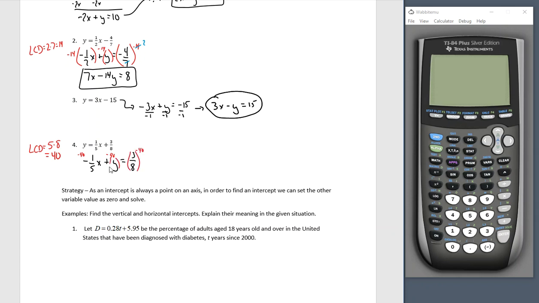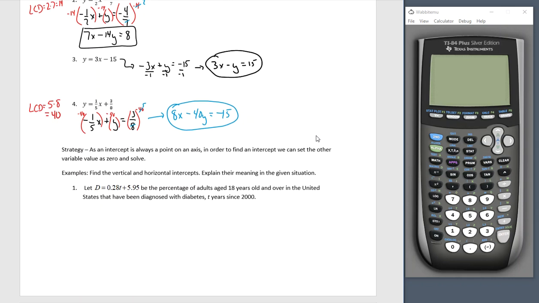And parentheses are actually a really good idea. That way our negatives don't get mixed up somehow. Let's take this over in blue. A negative times a negative is positive. 1/5 of 40 is 8x minus 40y. 8 goes into 40 five times. So 3 times a negative 5 is negative 15. All right, so if you actually paused and you tried this on your own, you did awesome, didn't you? It's because you know how to do this. Good job.